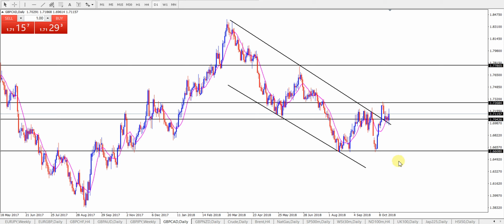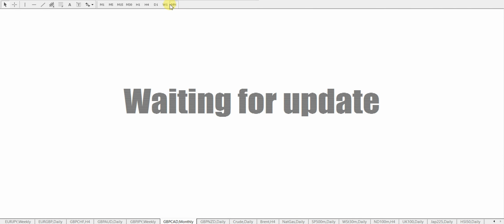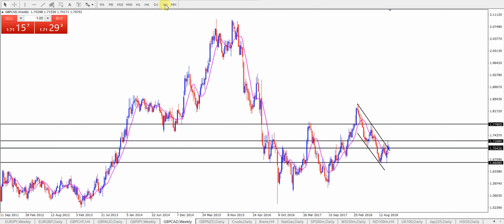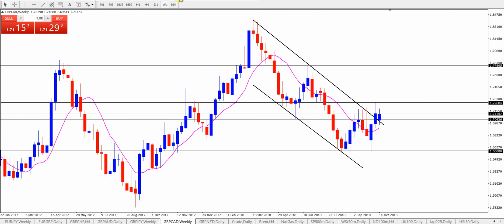Hold on. Let me look at my weekly charts. I think I noticed something earlier on that. Okay. We can also see that it closed as an inside bar. This week closed as an inside bar to last week's bar. It will be interesting to see how that plays out in the coming week.